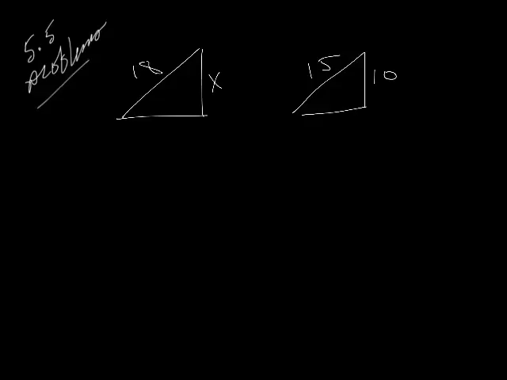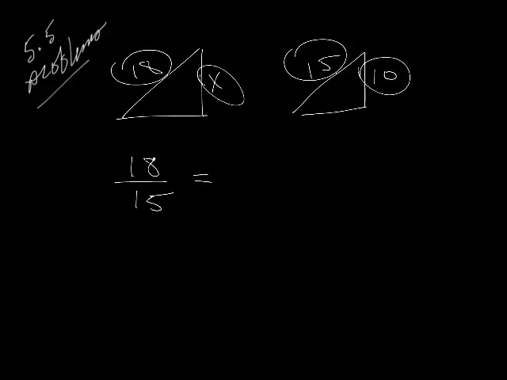So there's two different ways you can do this. You can compare two sides of each triangle. 18 is to 15 as x is to 10. Okay, so we've got this triangle across the top, this triangle across the bottom. That's one way of doing it.